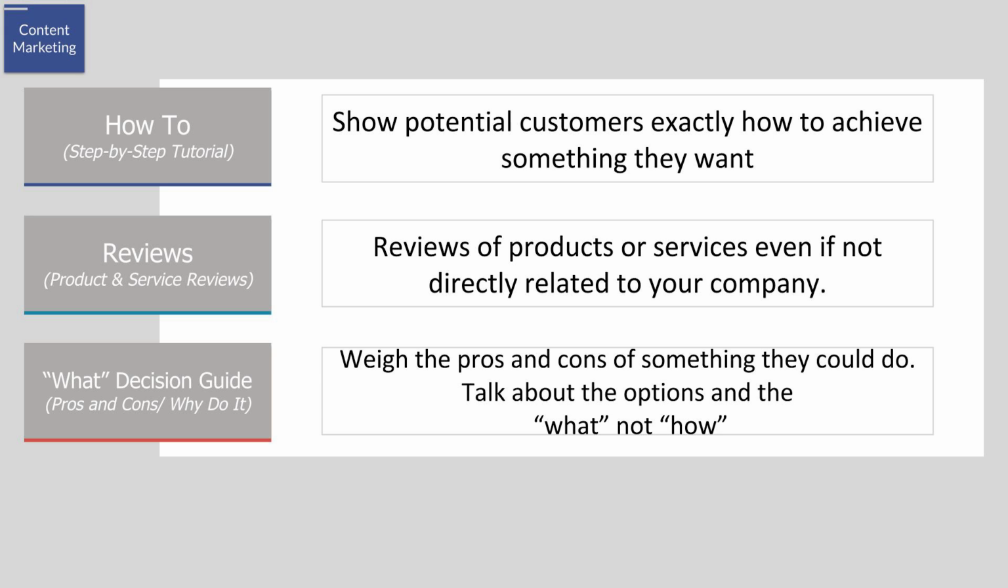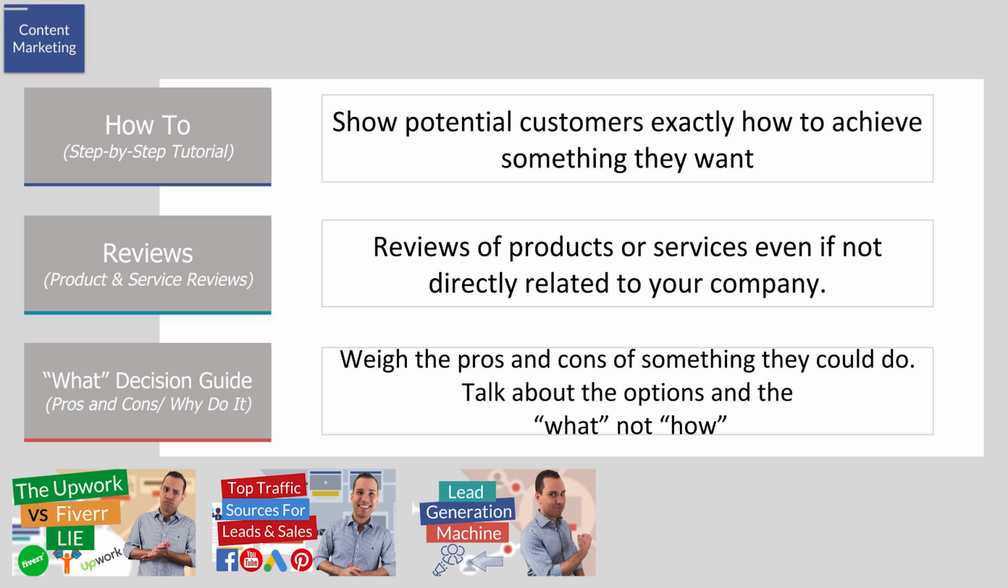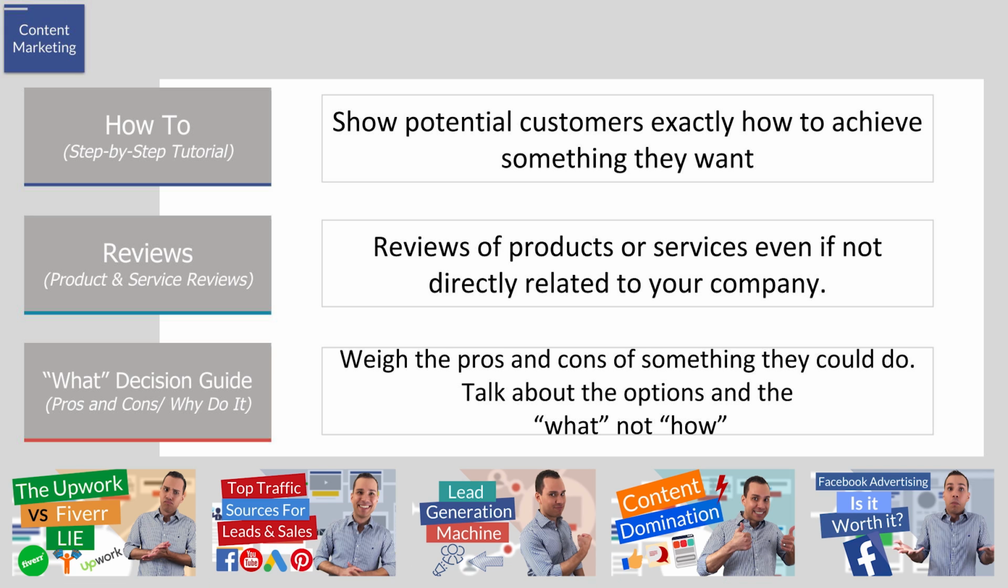And finally, a decision guide is just weighing pros and cons of going with different decisions. So as an example, we're a digital marketing agency. So some of our pros and cons is using software versus hiring an agency, or using different advertising platforms, like comparing the advantages or disadvantages of advertising on Facebook versus Google or LinkedIn, right?